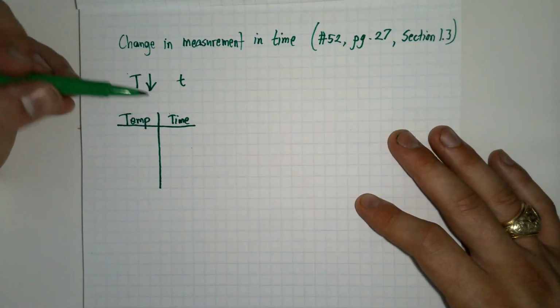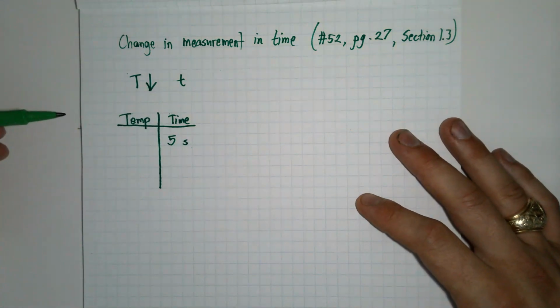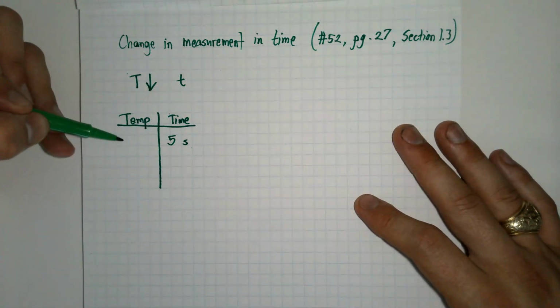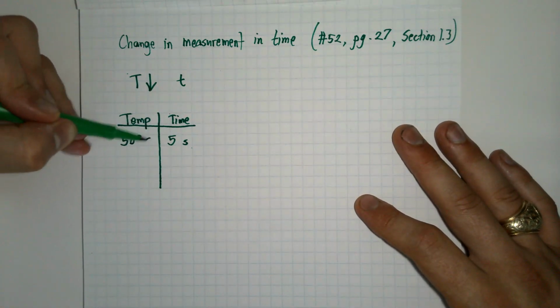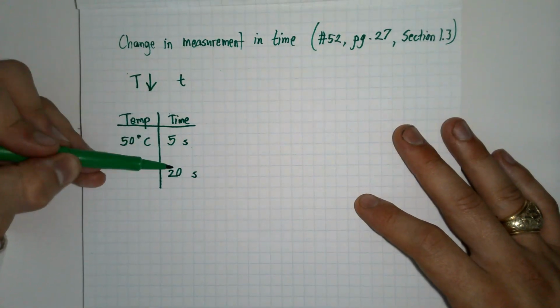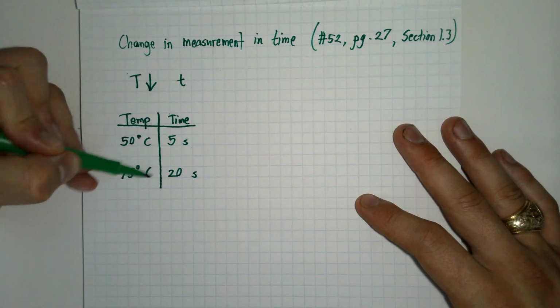Say at one point in time, say it's at 5 seconds. At 5 seconds, I see that the temperature is 50 degrees Celsius. But then at 20 seconds, in other words, 15 seconds later, I see that the temperature is 75 degrees Celsius.